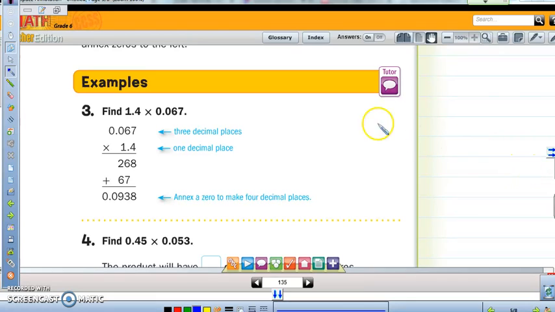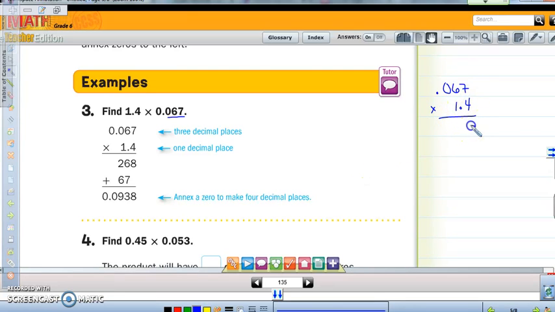Okay, example 3. Sometimes we need to annex a 0 or add a 0 in. So first of all, I'm going to put this one on top because it's longer. So 0.067 and 1.4, and we're going to multiply. Again, I'm writing, which means you're writing.